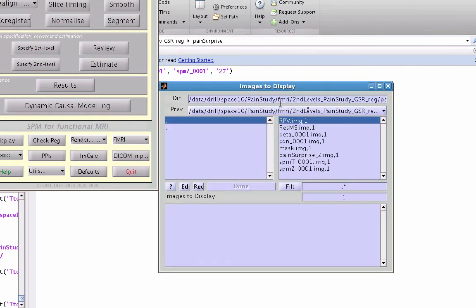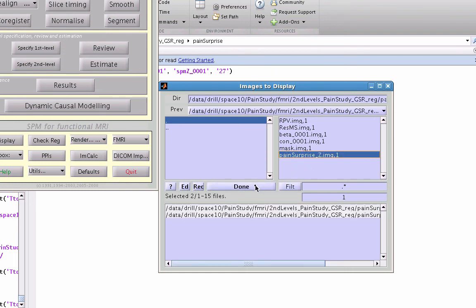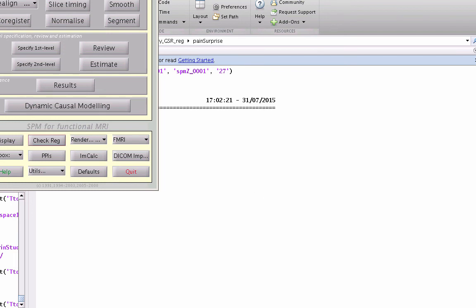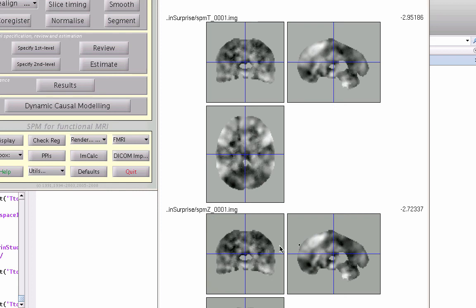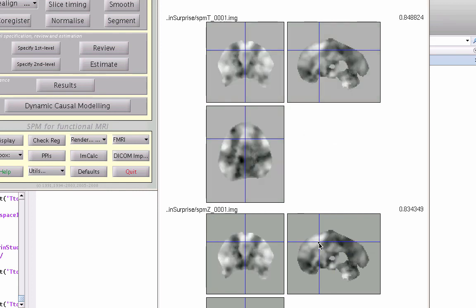Go to checkreg, and I'm going to load up SPMT and SPMZ. The most important thing to note here is that if I have Z on the bottom, T on the top, as I click around, notice that the Z statistic is slightly smaller. This is because it takes into account degrees of freedom. Now, obviously, if I had many, many subjects, like hundreds, then these two things would be nearly identical, and you really wouldn't need a conversion tool anyway. But this just provides you a really simple, straightforward way to convert between them.